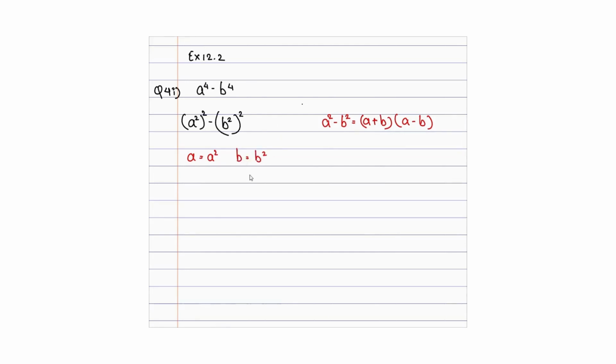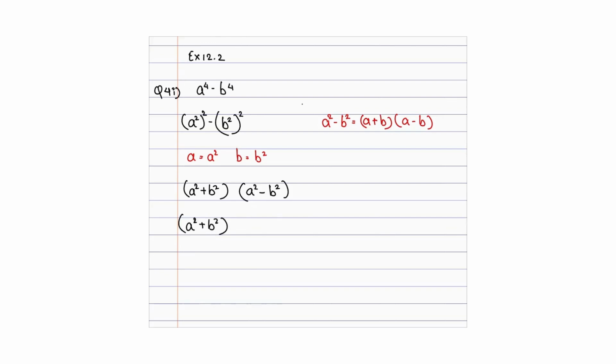Now putting all the values in the equation, that will be a plus b. So a plus b will be a square plus b square. This is our a and this is our b, right? The second is a minus b: a, that is a square, minus b, that is b square. Now this will remain as it is, that is a square plus b square.